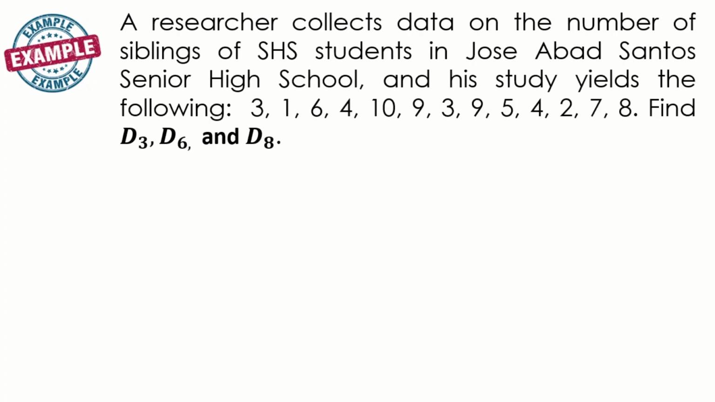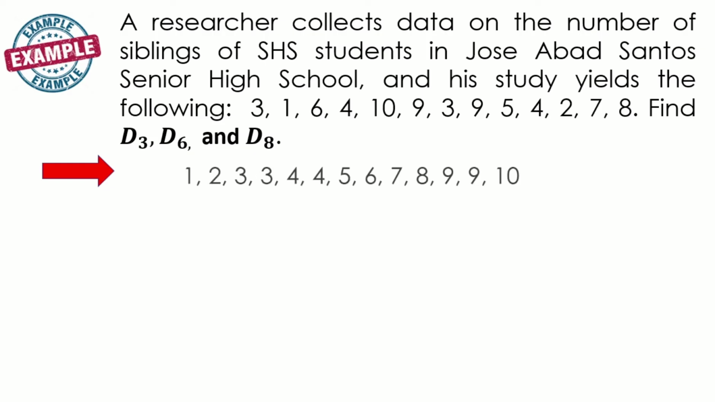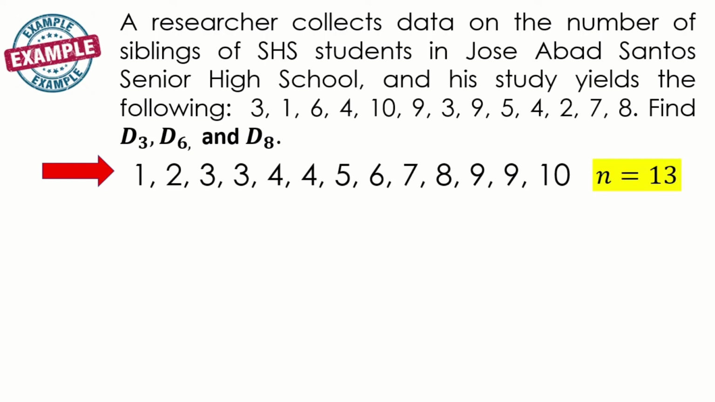For example, a researcher collects data on the number of siblings of senior high school students in Jose Abad Santos Senior High School, and his study yields the following: 3, 1, 6, 4, 10, 9, 3, 9, 5, 4, 2, 7, 8. Find D sub 3, D sub 6, and D sub 8, or the third decile, the sixth decile, and the eighth decile. Again, laging tatandaan, ang una nyong gagawin is to arrange the given data in ascending order. So yung n natin dito ay 13.